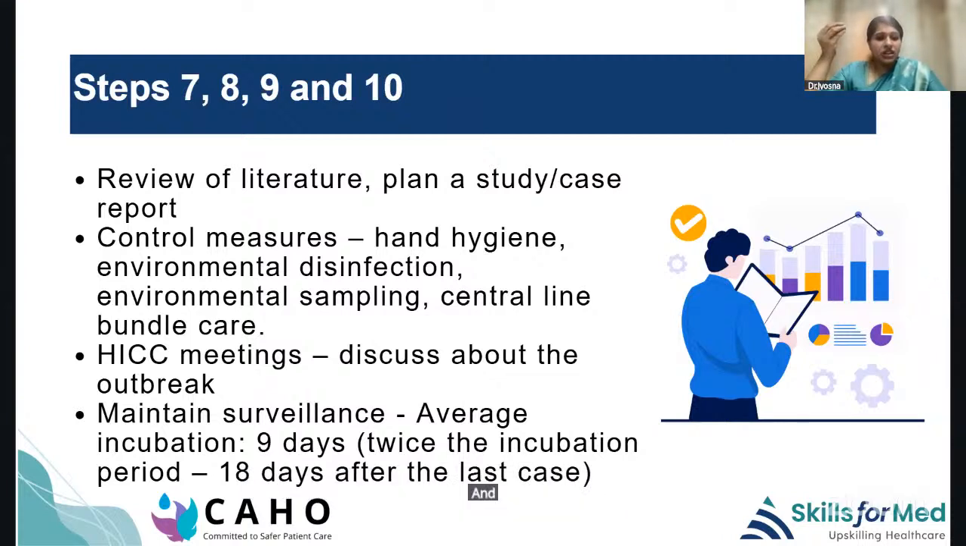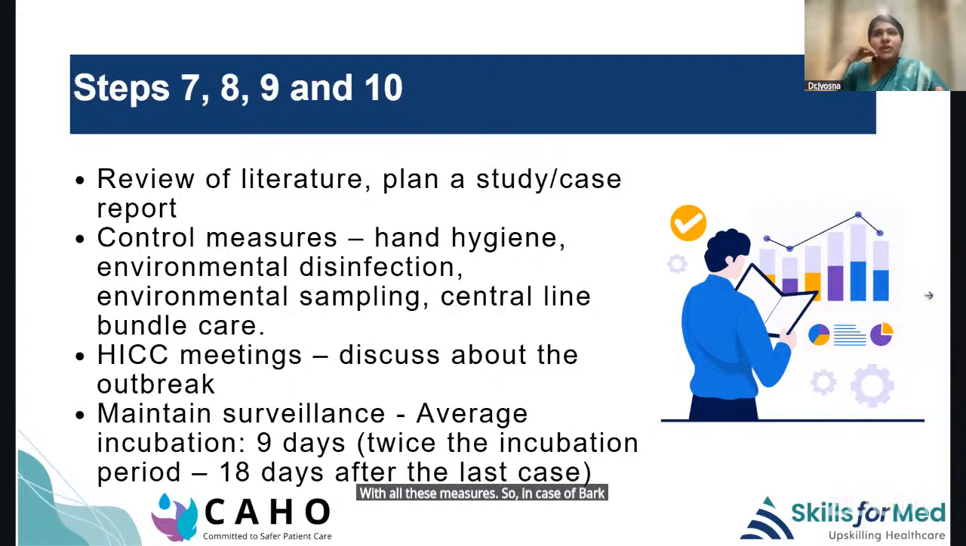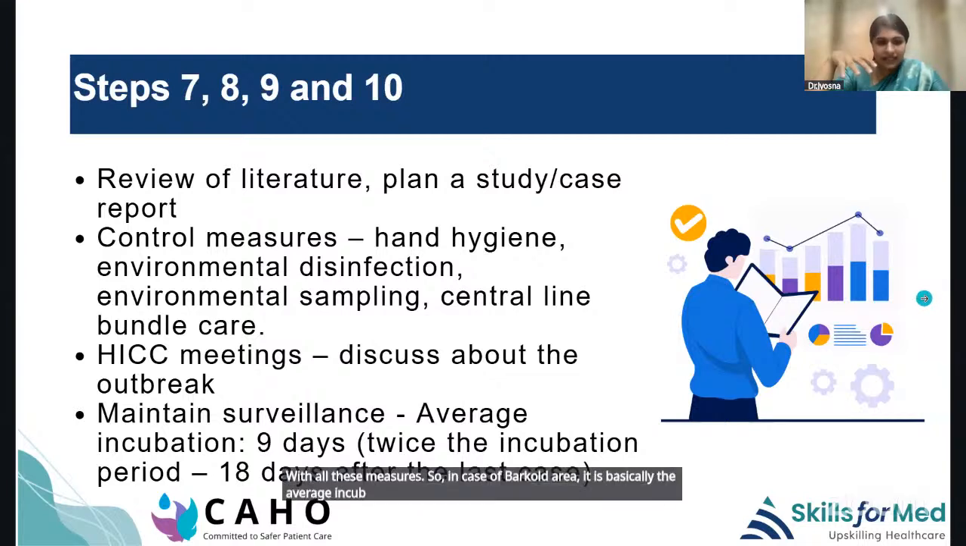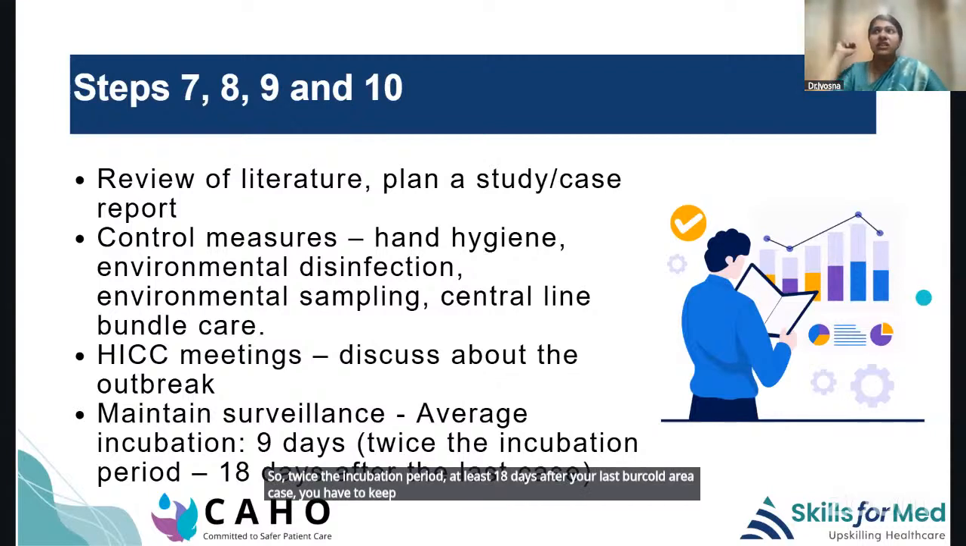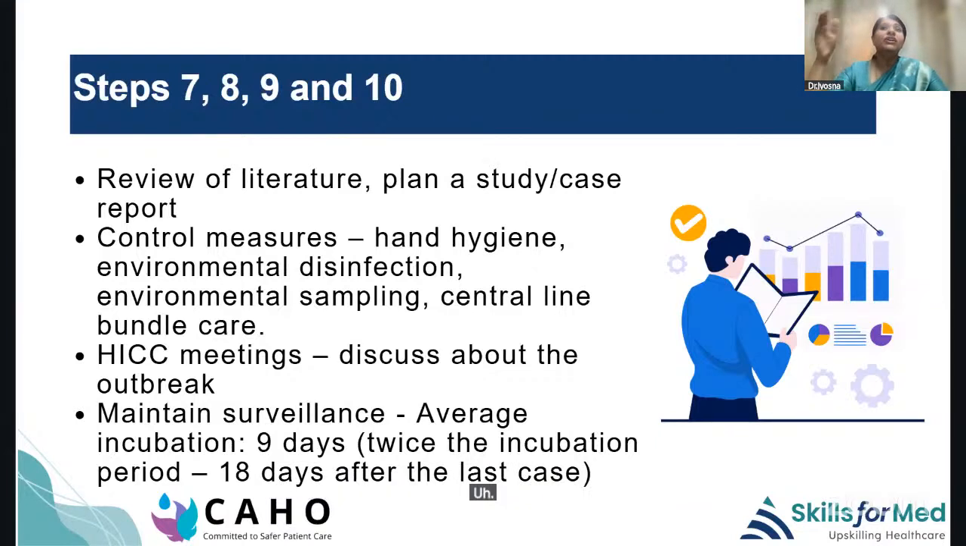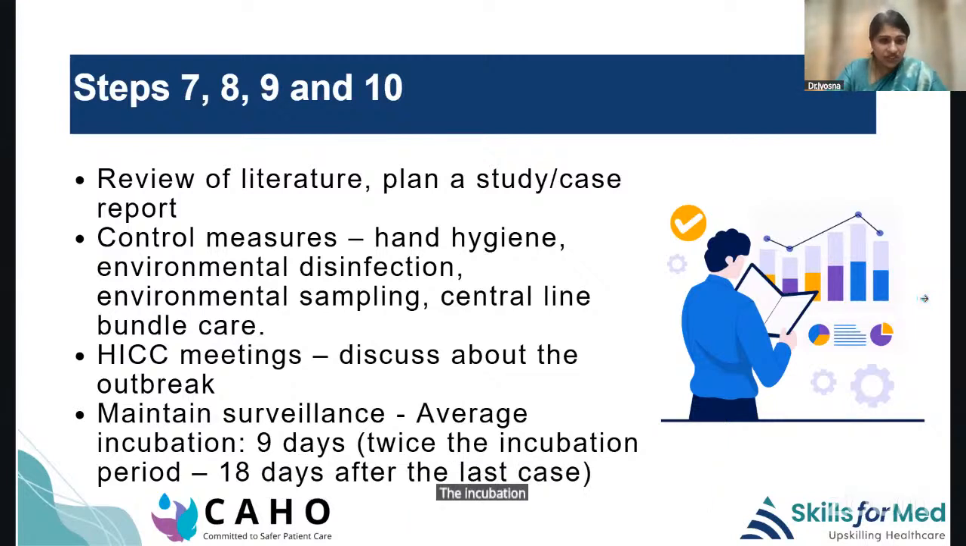And then the last point was to maintain surveillance. So how long will you maintain surveillance? For any infection, we all know that we have to carry on with these measures for twice the incubation period. In the case of Burkholderia, the average incubation period is 9 days. So twice the incubation period, at least 18 days after your last Burkholderia case, you have to keep doing the surveillance and enforce strict measures to prevent spread from one baby to another. So the last point is to maintain surveillance for double the incubation period of your disease.